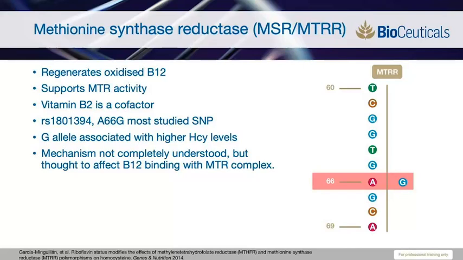We know that the 66G, so A66G, is the SNP with the most evidence, and I would suggest, for those of you whose companies test multiple MTRR SNPs, focus on this one. The G allele is associated with higher homocysteine levels. And again, the mechanism is not completely understood, but we think it affects the binding of that B12 complex. So MTR, MTRR, B12, homocysteine, they all come together to catalyse that reaction of homocysteine to methionine.